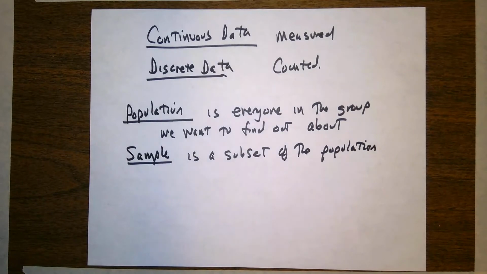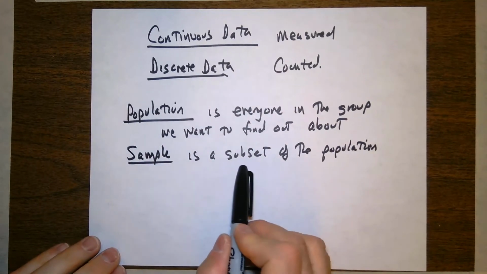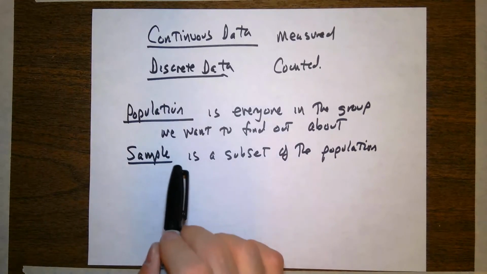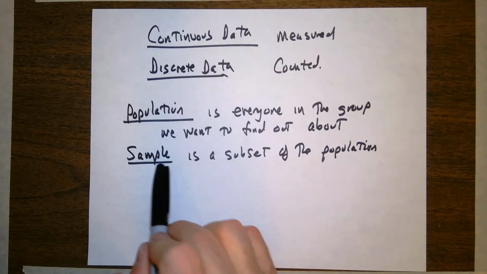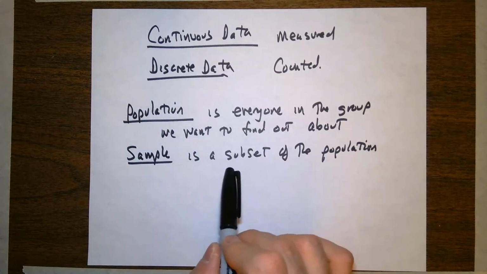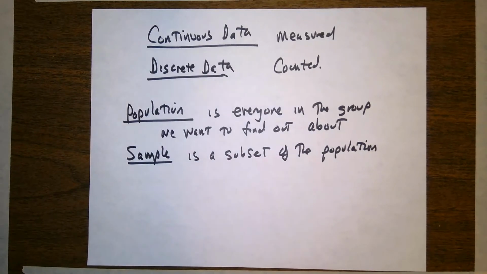And there's lots of different ways. When we look at this sample, this subset, we're just going to find out the data from the members in this subset. If it's a good sample, if it's representative of the population, then we'll be able to generalize the results into the entire population.